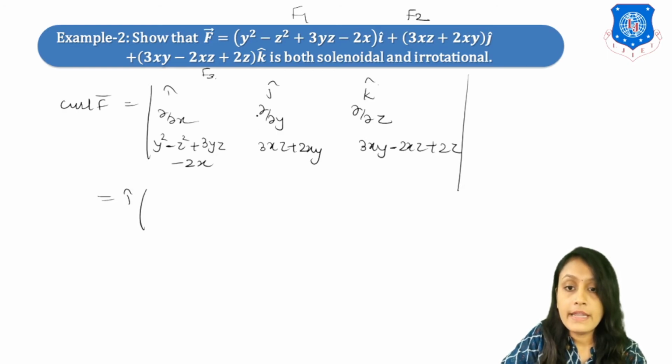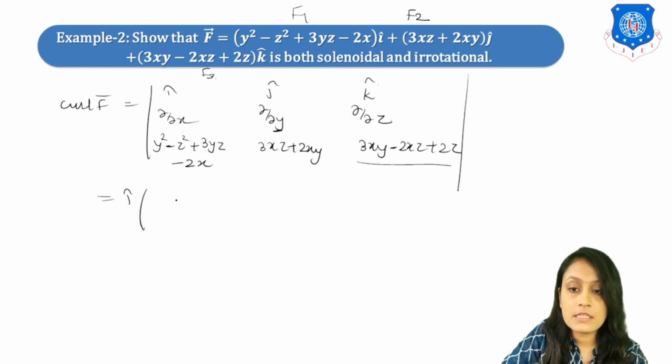So I kept del by del y of this term. Okay, so you will find directly the derivative of this term with respect to y. From here we will get 3x. So this is 3x minus, now the derivative of this term with respect to z. From here what you will get, this term is 0, so 3x minus 3x. Okay, minus j cap.